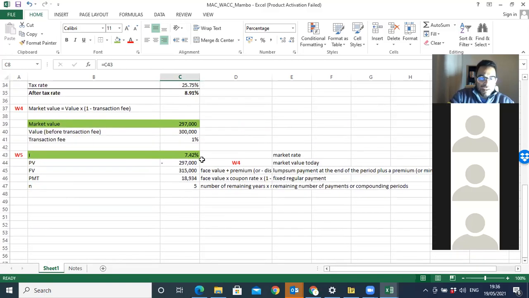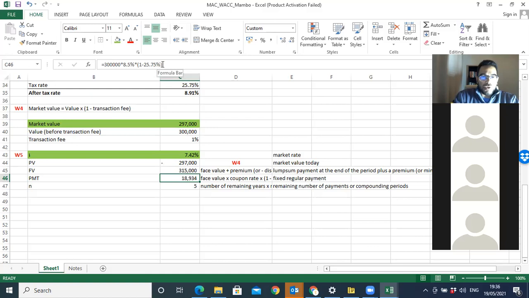Your market rate, I, N, and PMT generally talk to each other. Because your market rate is after tax, PMT must be after tax. If your market rate is before tax, PMT must be before tax. But let's just quickly do this.